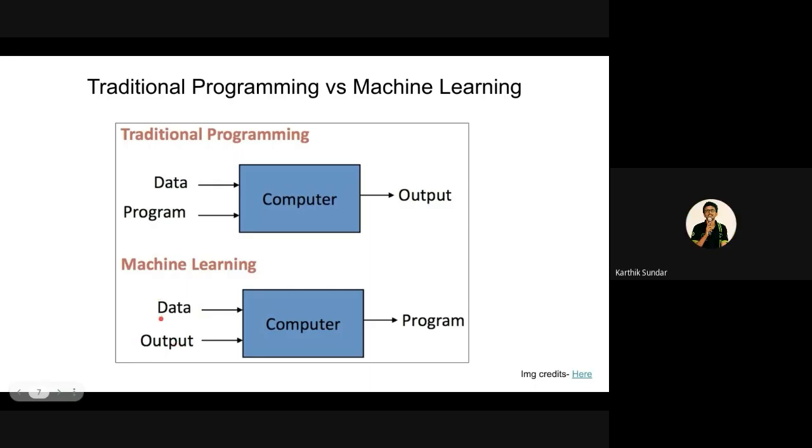Also have the output. What I'm telling is, let's say you have data like 2 it is odd, 3 it is odd. So you have the data as well as the output, and you feed the data and output to the computer and ask the computer to figure out the pattern. You ask the computer to figure out the logic of finding whether it's even or odd. So I hope that is clear.